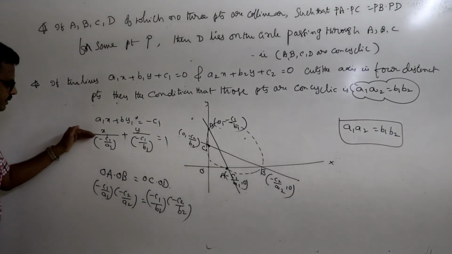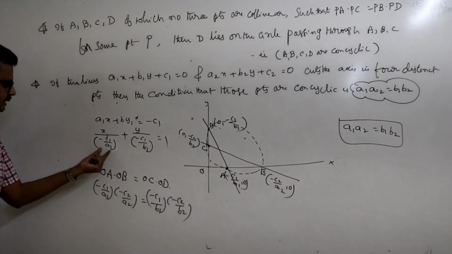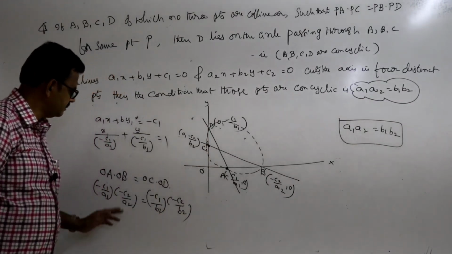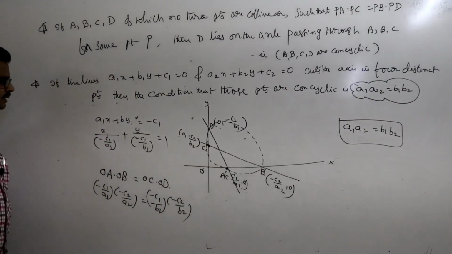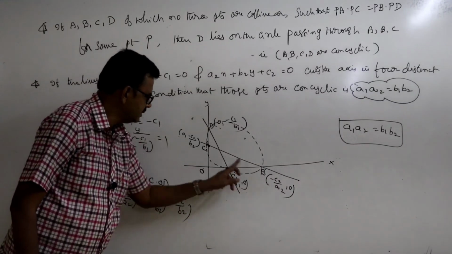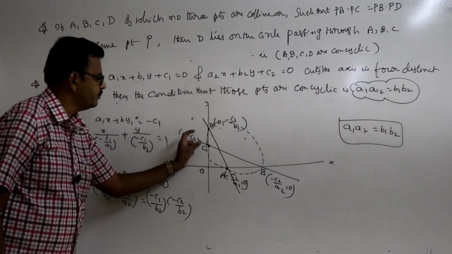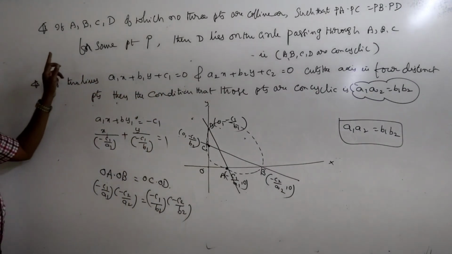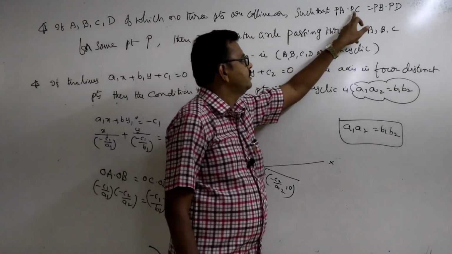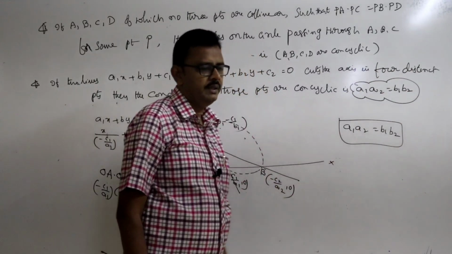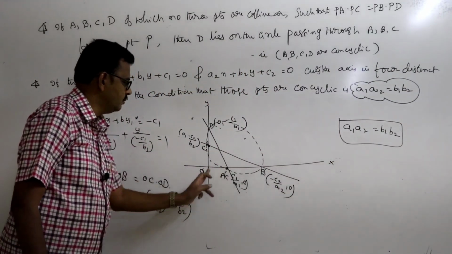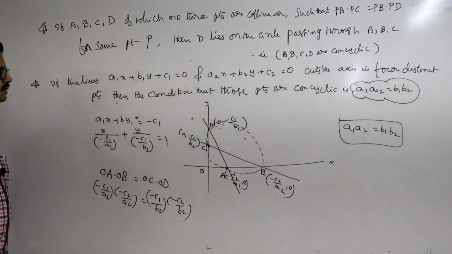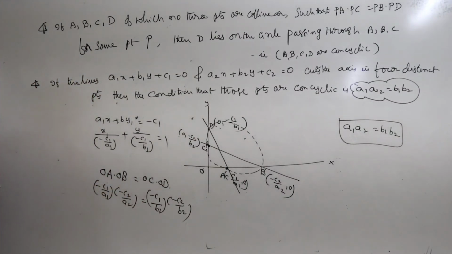The first line is reduced into intercept form. So this is the x-intercept and this is the y-intercept. Similarly, for the second line, here is the x-intercept and here is the y-intercept. Since the points are concyclic, by using this condition, PA into PC equal to PB into PD. That means OA into OB equal to OC into OD. So the condition is A1 A2 equal to B1 B2.